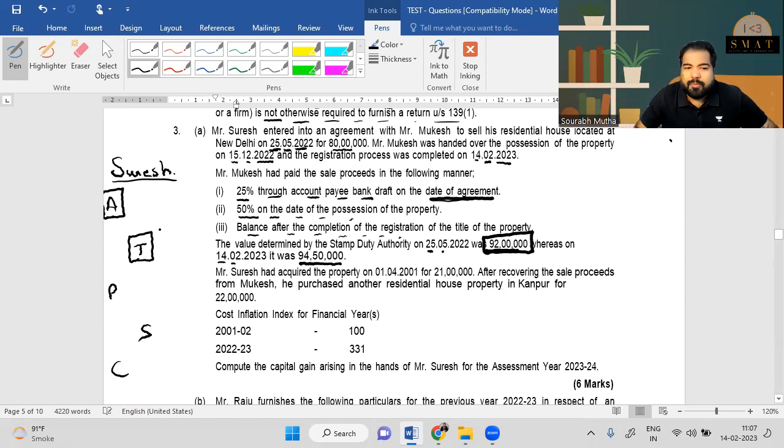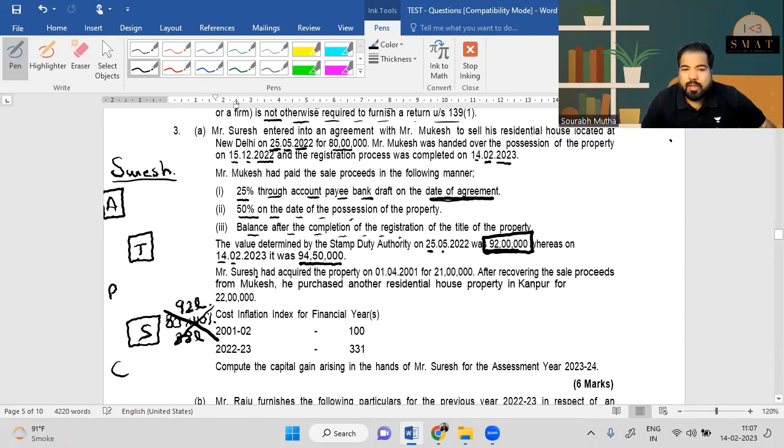You will want to take 92 lakh. But first we'll see. The sale consideration is 80 lakh. You will multiply this with 110%, that is 88 lakh. Is the stamp duty value within the range? No, stamp duty value is higher. So you will take sale consideration as 92 lakhs. So one thing is done, I put it in a box.